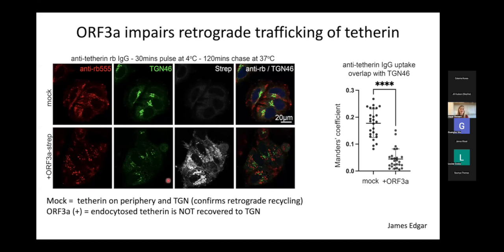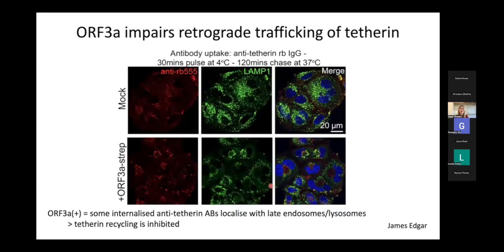However, when ORF3a is present in our transfected cells, we see a decrease in how much of this Tetherin antibody ended up with the TGN network. So it appears that in the presence of ORF3a, that endocytosed Tetherin is not being recovered in the way it should be. We did, however, see, although this didn't reach significance, an increase in how much of the Tetherin ended up at the late endosomes or the endolysosomal compartments. So we saw an increase in the small punctate structures with Tetherin and LAMP1 co-localization. So this confirmed that Tetherin recycling is indeed inhibited, and we think that the Tetherin is basically ending up in the wrong place where it's stuck on these endolysosomes in the presence of ORF3a.